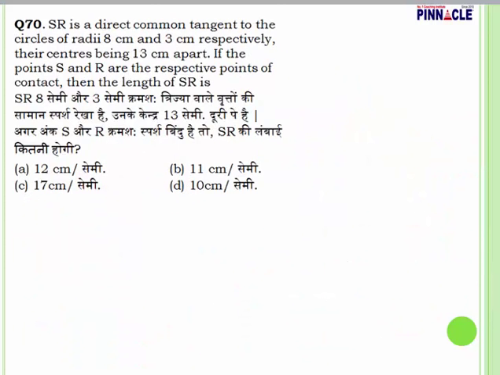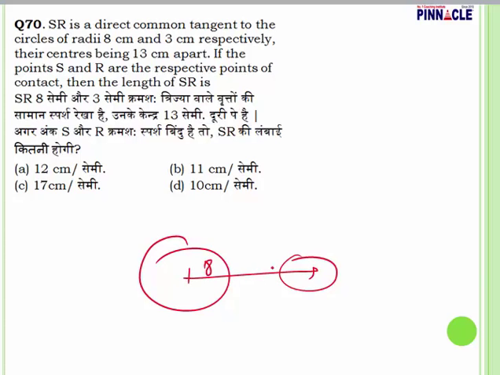Next question, question number 70. SR is a direct common tangent to the circles of radii 8 cm and 3 cm, and 13 is the distance between the two centers. We have to find the length of the common tangent. This is a very common question. Generally one question comes in this format.